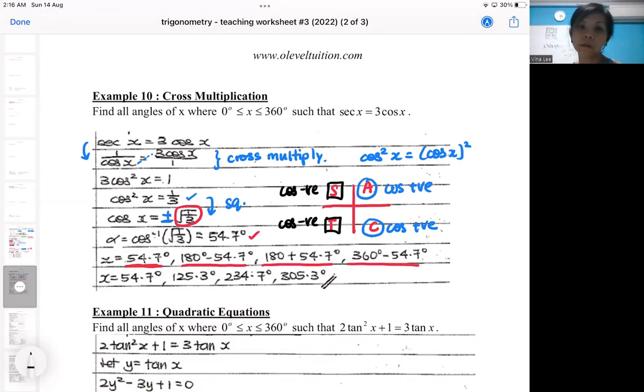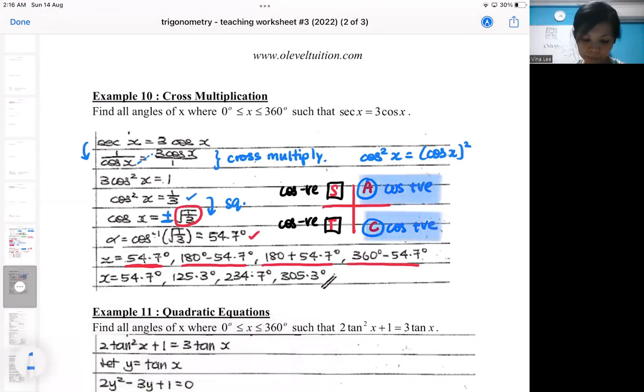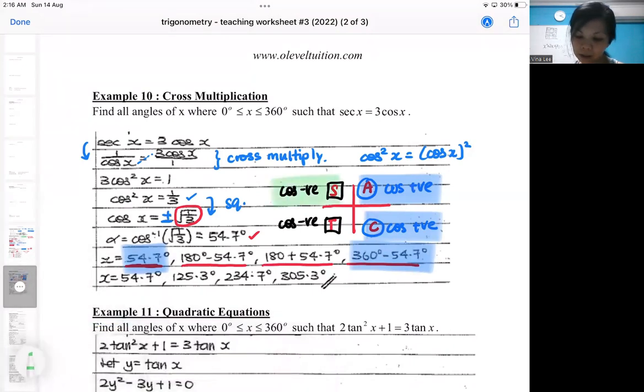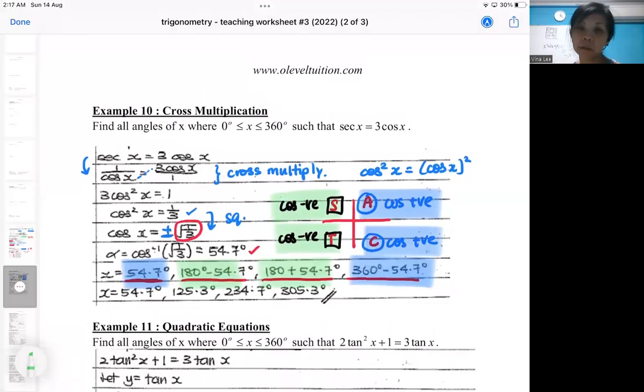Because when you take the square root, there is a situation of positive and negative. Cosine can be positive. So when cosine is positive, it's first and fourth. So this is first and this is fourth. And when you take the square root negative, it will be second and third. So these are the second and third. So that's how you end up having 4 answers. So those will be the few main techniques that you need to know first.